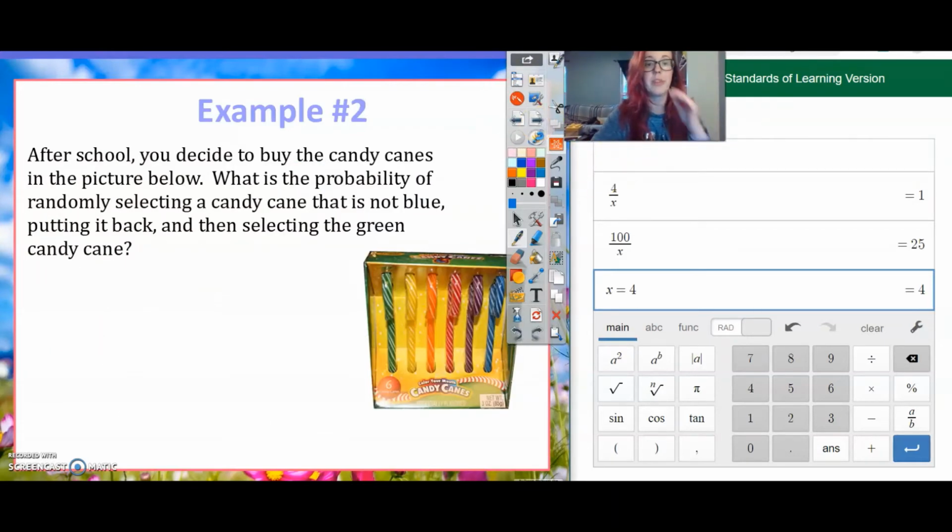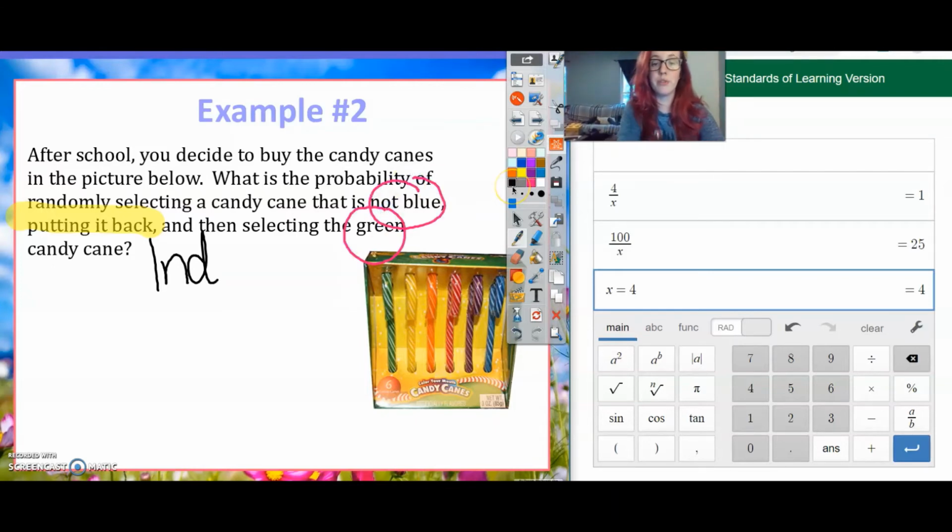There we go. All right, example 2 says, after school, you decide to buy the candy canes in the picture below. What is the probability of randomly selecting a candy cane that is not blue, putting it back, and then selecting the green candy cane? So since I'm putting it back, this is another example of independent probability. And the two things that I'm looking for here are not blue and then green.